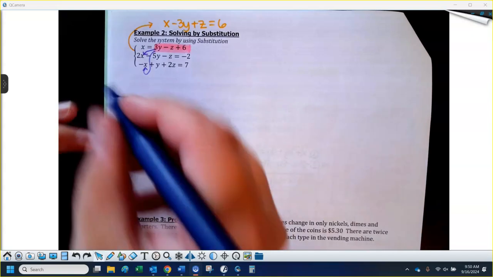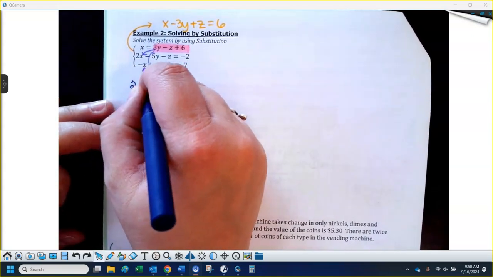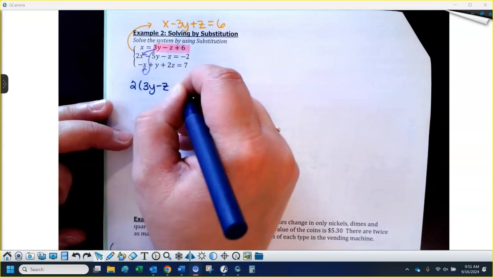And what will happen then, we'll have two equations. Once we do that substitution, those two equations will only have two of the variables, and it'll essentially get rid of the x in this case. So let me just write this real quick here. We've got 2, and then in place of the x, I'm just going to use parentheses because we're going to have to distribute a 2.